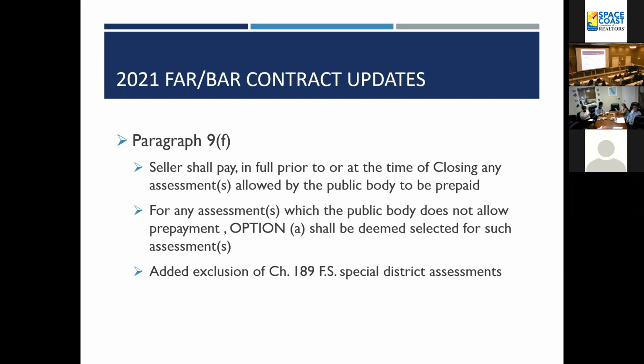If paragraph A is checked, then the seller pays up through the date of closing, it's on the tax bill, the buyer takes over and keeps paying. If paragraph B is checked, the seller has to pay the entire $10,000.